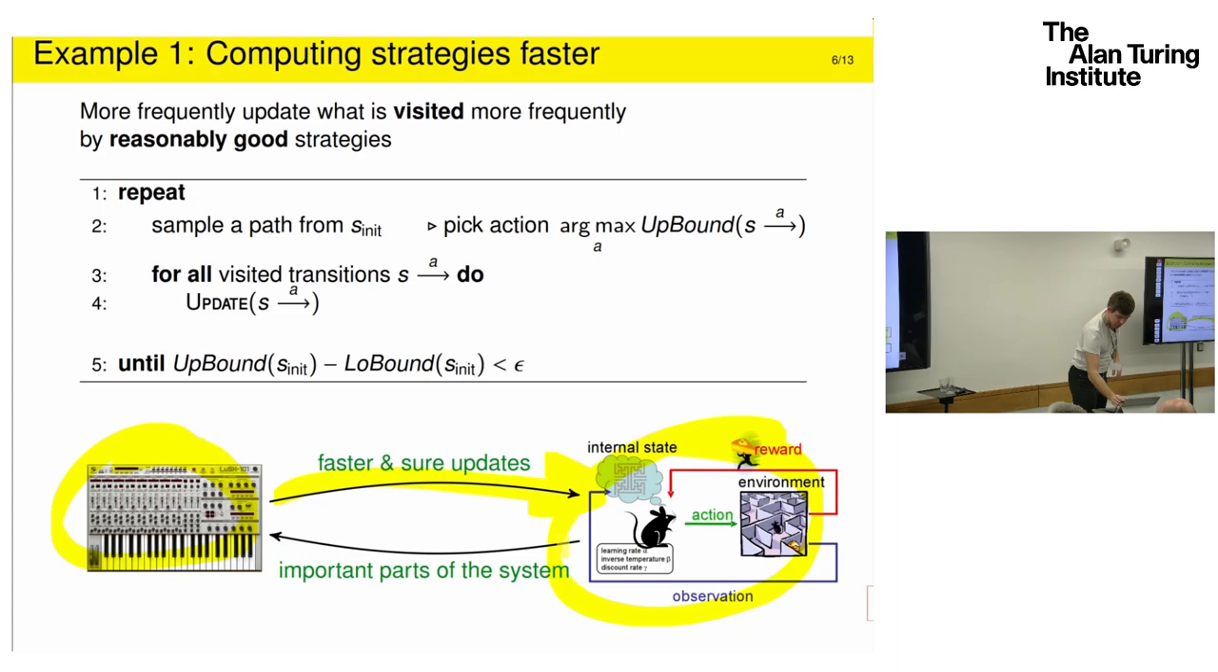On the other hand, we are utilizing information that it would be difficult to get by other means, because it's something that is even hard to define. What is an important part of the system? Okay, and if you want to compute it, then it's harder than the problem that we are attacking. So a good heuristic is very handy here.